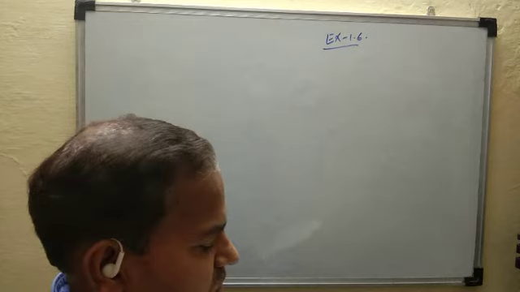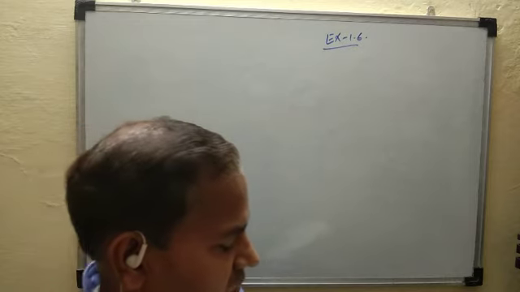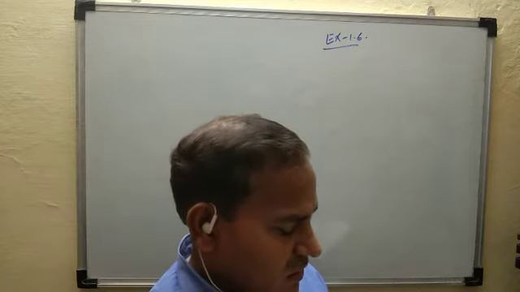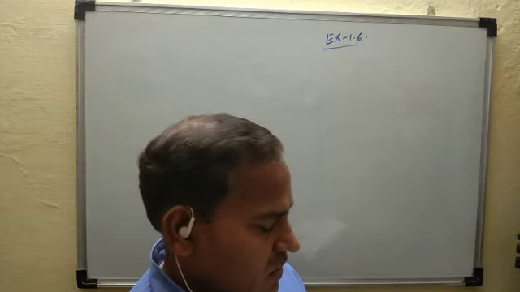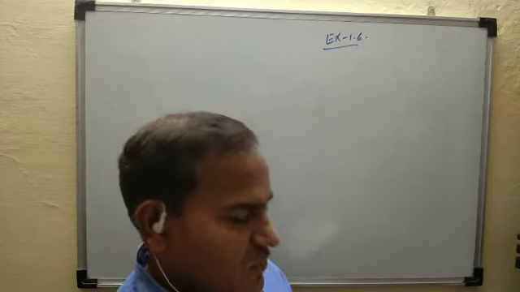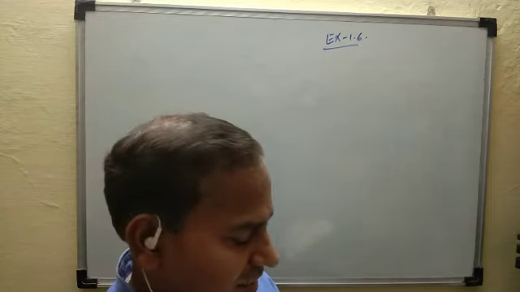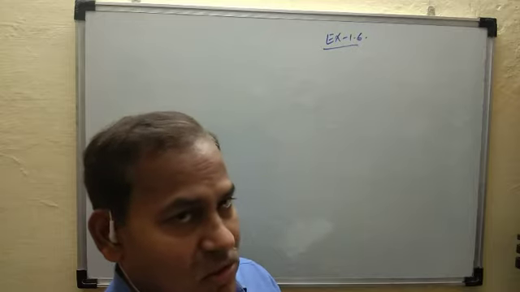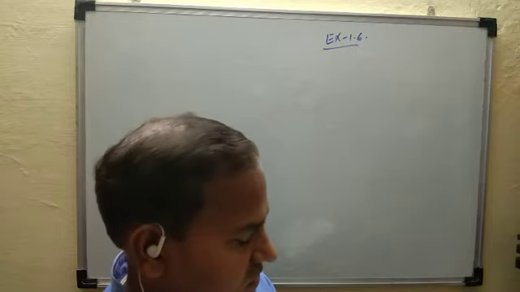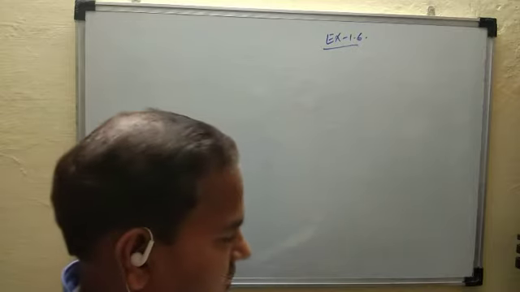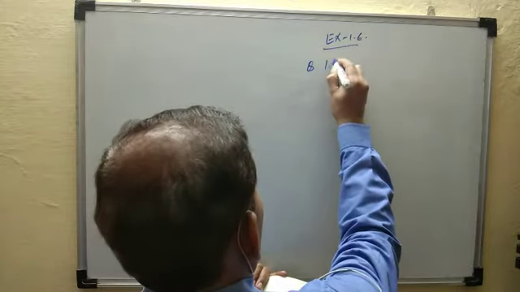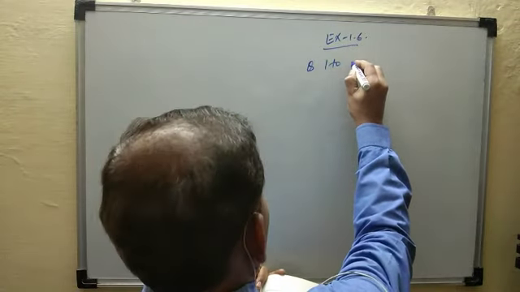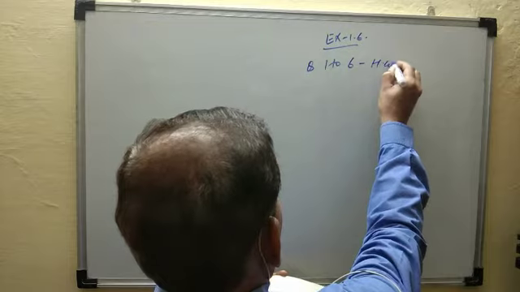Sixth, in a group of 70 people, 37 like coffee, 52 like tea, each person likes at least one of the two drinks. How many people like both coffee and tea? That is, find C intersection T, and all are given. Find C intersection T. Seventh. So questions 1 to 6 are homework.